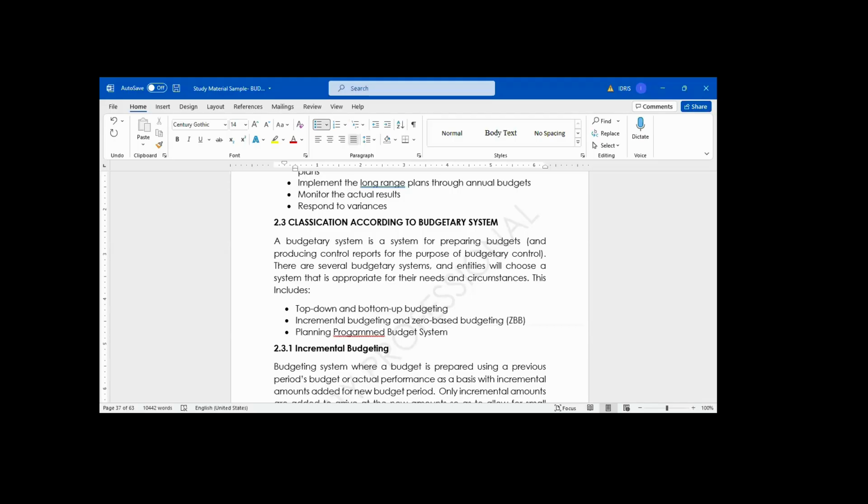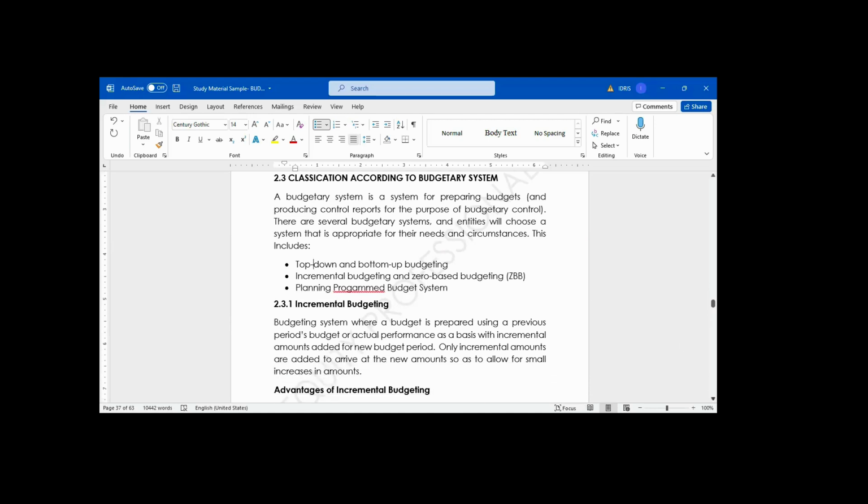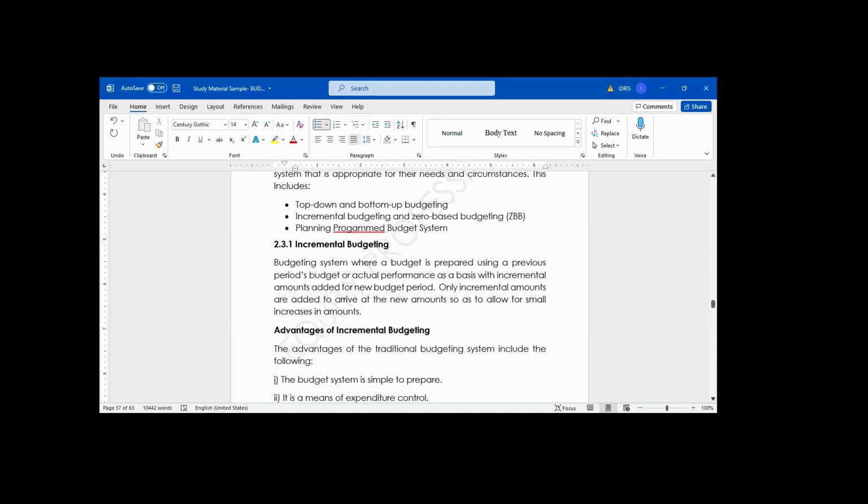So what are the steps involved in incremental budget? That is what we want to look at today, and we solve questions on incremental budget. After that, we can look at the various aspects of budget.